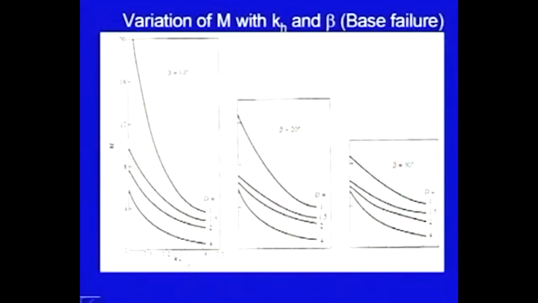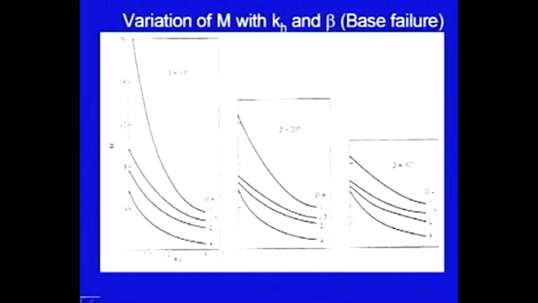Here are the solutions. On the x axis you have the coefficient Kh, on y axis it is the stability factor m, and there are different curves, you can see 1, 2, 3, 4 curves. They are for different values of d. D is the parameter which we recently defined. The first curve is for d equal to 1, then the second one is for 1.5, then 2 and 4, and this first chart is for beta equal to 10 degree.